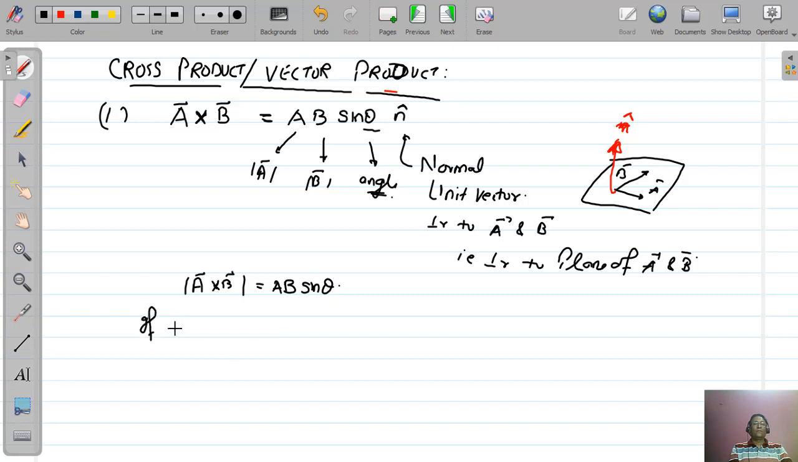If vector A and vector B are parallel, this implies that theta equals 0 degrees. That means A cross B will be 0 because sine theta is 0, and this 0 is a zero vector.